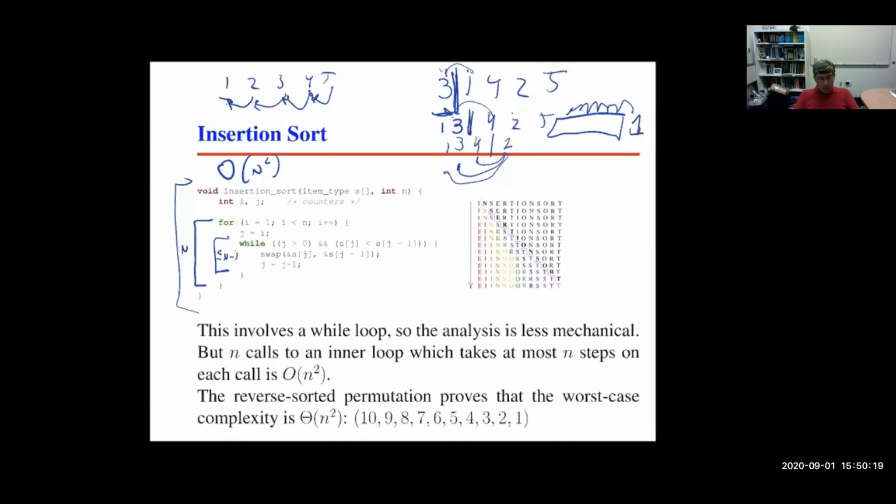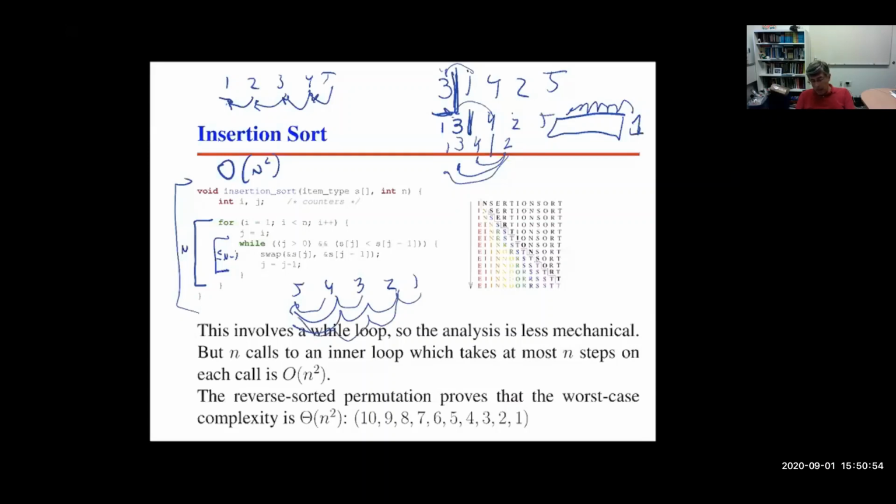But if I want to prove a theta, I want to prove that this algorithm actually can take n squared time. And what is the input where this thing actually takes n squared time? Well, what if I give you a reverse sorted input? Then this is going to do one comparison. This is going to have to do two comparisons. This is going to have to do three comparisons. This is going to have to do four comparisons.